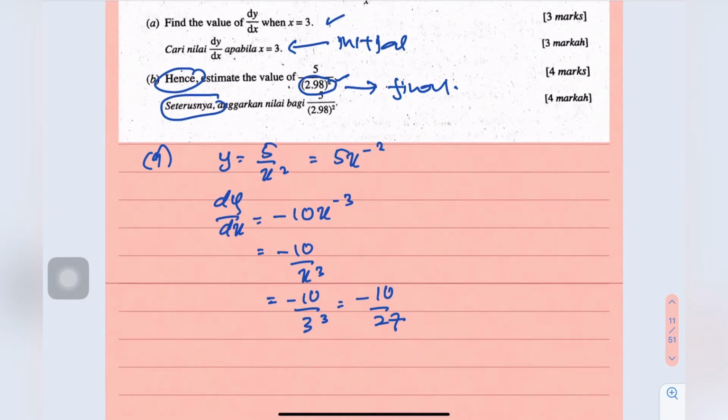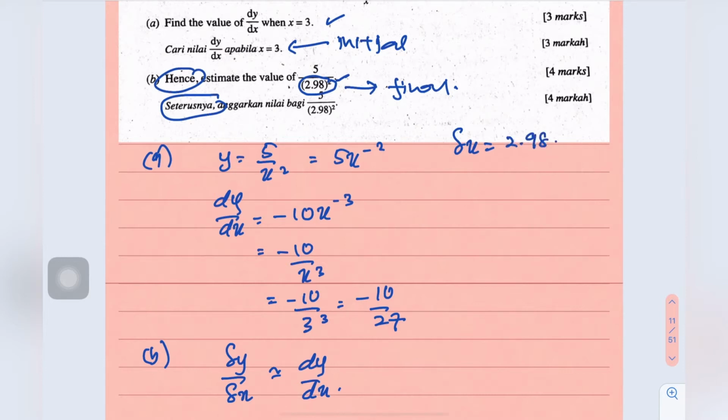Okay, so we are going to find formula of delta y, delta x approximate to dy dx. Okay, so from the question we can find lah delta x. Okay, final value minus initial value. So 2.98 minus 3, which is equals to negative 0.02.